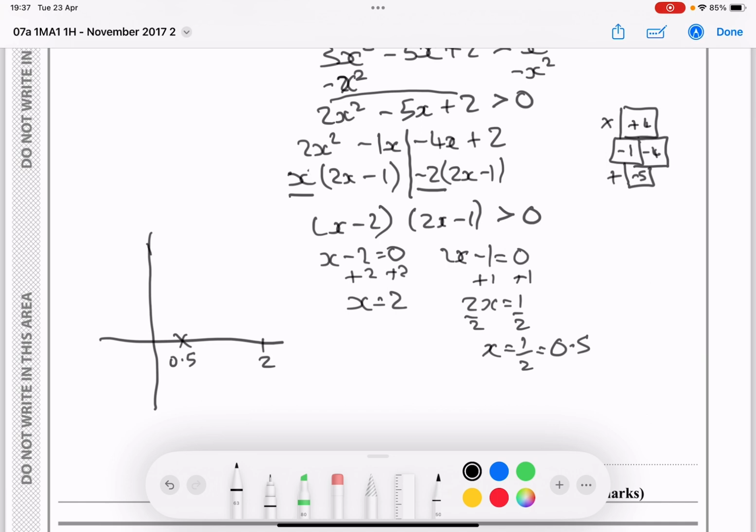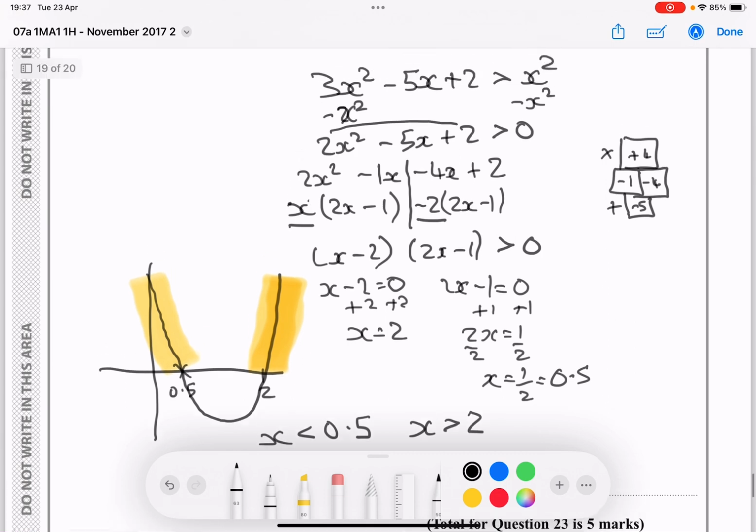I draw my quadratic graph, which is a U like so, something like that, and then I look at the inequality, which in this case is greater than 0. So I usually highlight where it's greater than 0, so it's greater than 0 here, and it's greater here, so I've got two of them. That's where it's greater than 0. So what I can say is that x is less than 0.5 and x is greater than 2.